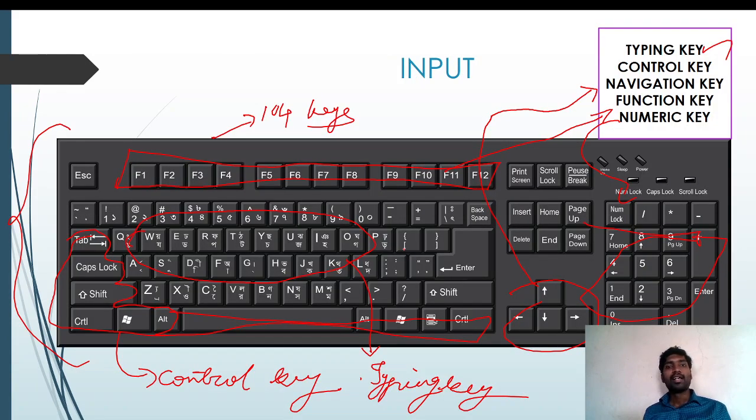This is a keyboard. Standard keyboards have 104 keys, and there are two types of keyboard. One is the QWERTY keyboard. Why do we call it QWERTY? Because in a keyboard the first letters are QWERTY.